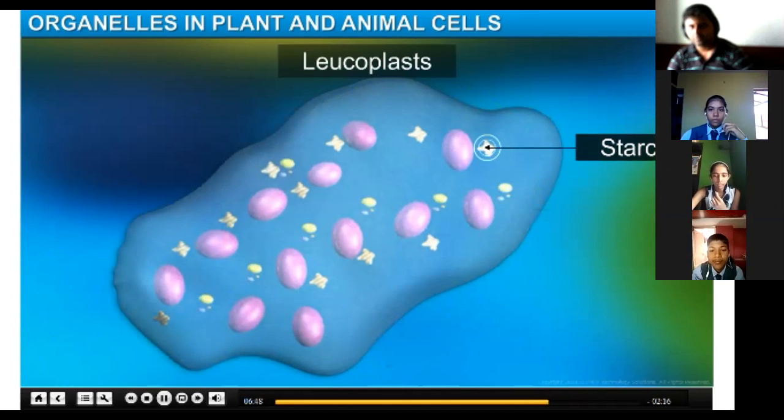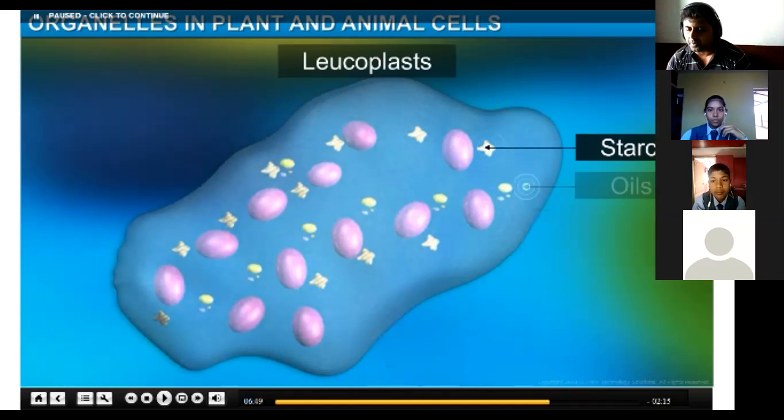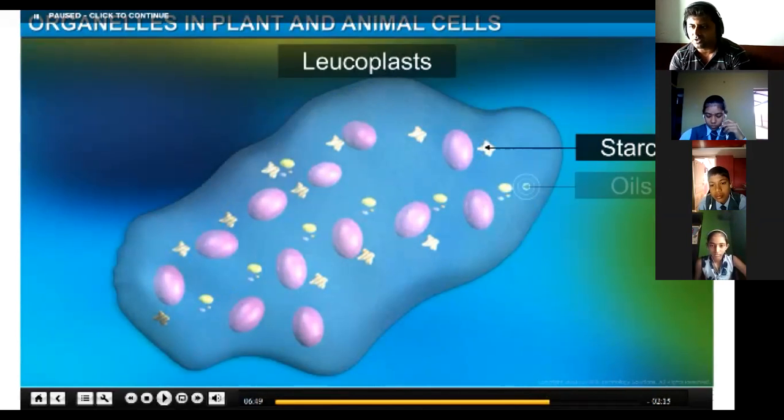Leucoplasts store starch. What is the use of a leucoplast? It stores starch, and the formula is C6H12O6. My dear students, the photosynthesis process takes place with the help of sunlight to prepare food. Plants prepare their own food by using sunlight, and the food they get is C6H12O6, starch.